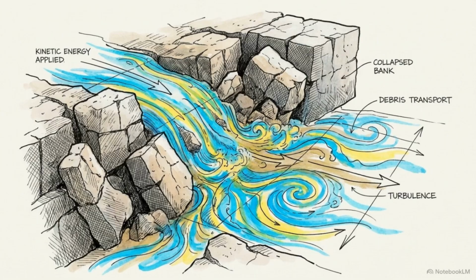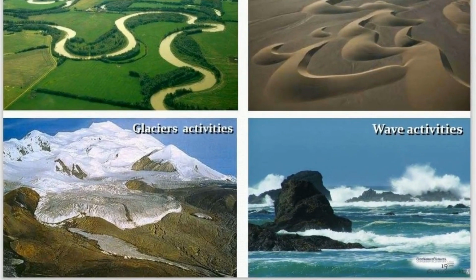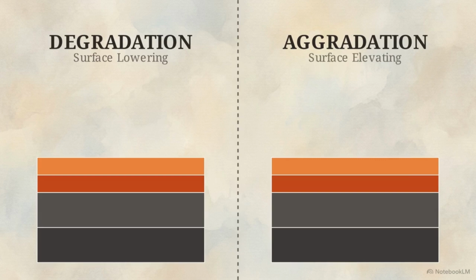To move into erosion and transportation, the system requires an active mobile agent to apply kinetic energy to that weathered material. This grid catalogs the primary mobile agents dictating that transport: running water in rivers, wind across arid environments, moving ice masses in glaciers, and wave currents in coastal zones. This transport pipeline leads to two opposing vertical outcomes for any given site: degradation, which is the lowering of a surface, and aggradation, which is elevating a surface through sediment deposition.